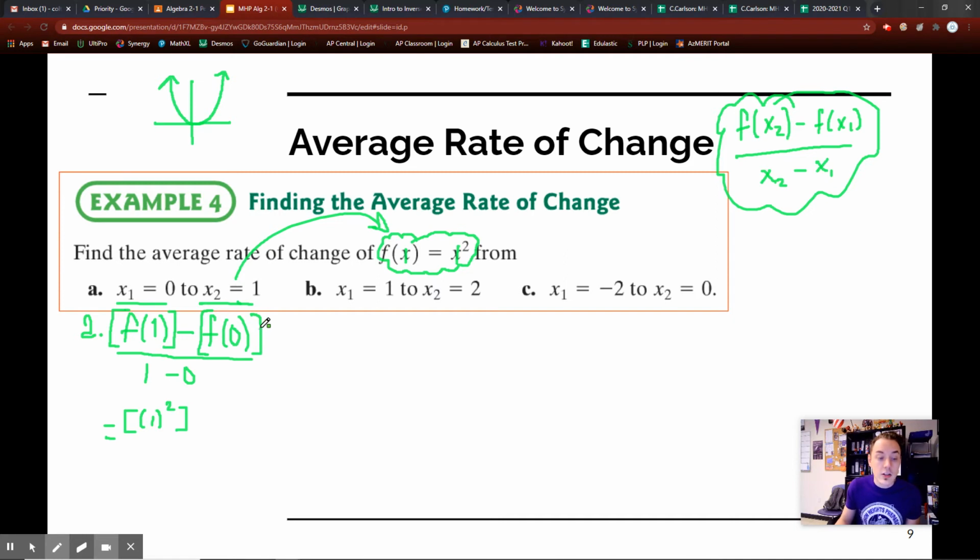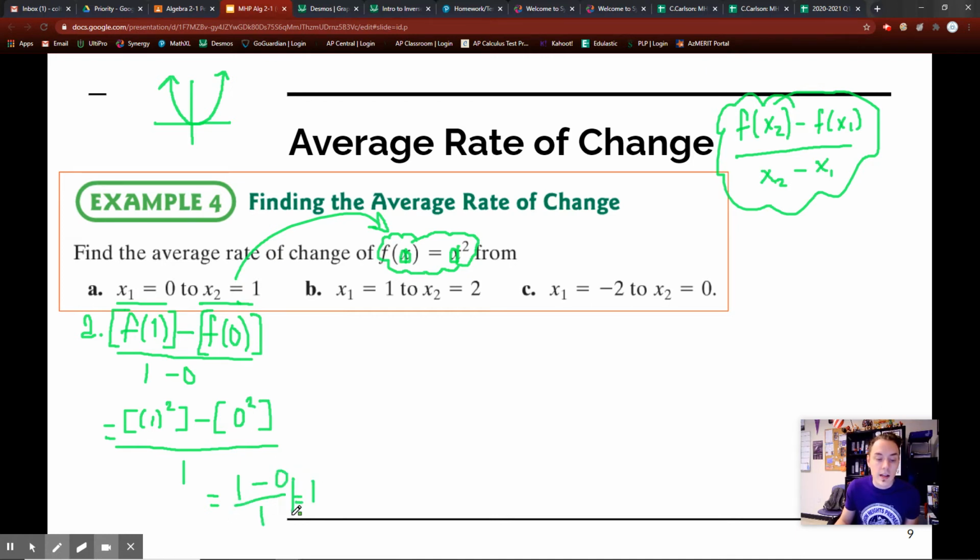Since I want to separate them, I'm going to do the exact same thing, minus, because that's what my formula says. And then I want to plug in 0 for my formula. So instead of 1, I'm going to plug in 0. So that means brackets 0 squared. And of course, 0 squared is just 0. And this is all over 1 minus 0, which is 1. So this equals 1 squared is 1, minus 0 squared is just 0, and this is all over 1.